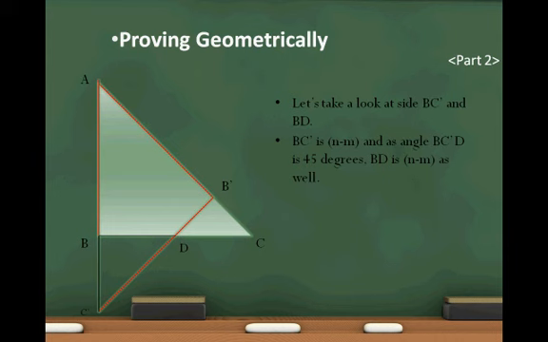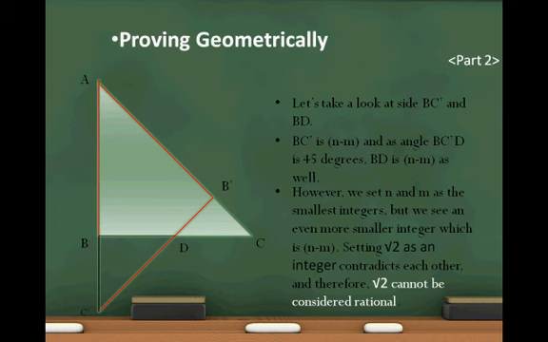m as well. But this contradicts with what we've set out as n and m, as we've been setting out n and m as the smallest integers, but we see an even smaller integer, which is n minus m. Because clearly, if you subtract an integer from an integer, it has to be an integer as well. So we find that setting the square root of 2 as a rational number contradicts itself, and therefore, the square root of 2 cannot be considered a rational number. Therefore, the square root of 2 has to be an irrational number.